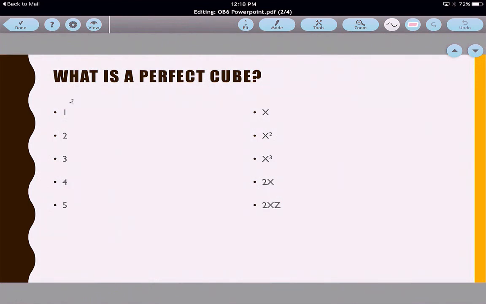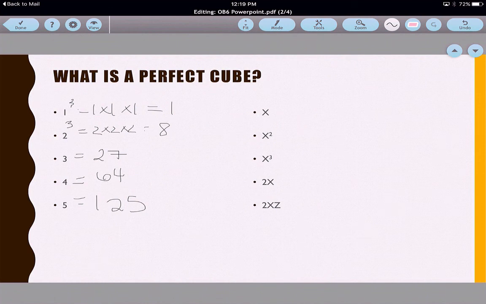1 cubed is 1 times 1 times 1, or 1. 2 cubed is 2 times 2 times 2, or 8. 3 cubed is 27. 4 cubed is 64. And 5 cubed is 125. We don't use these as often as we do perfect squares, so it's probably a good idea to make yourself a more complete list of the first 20 or so perfect cubes to use as a reference.